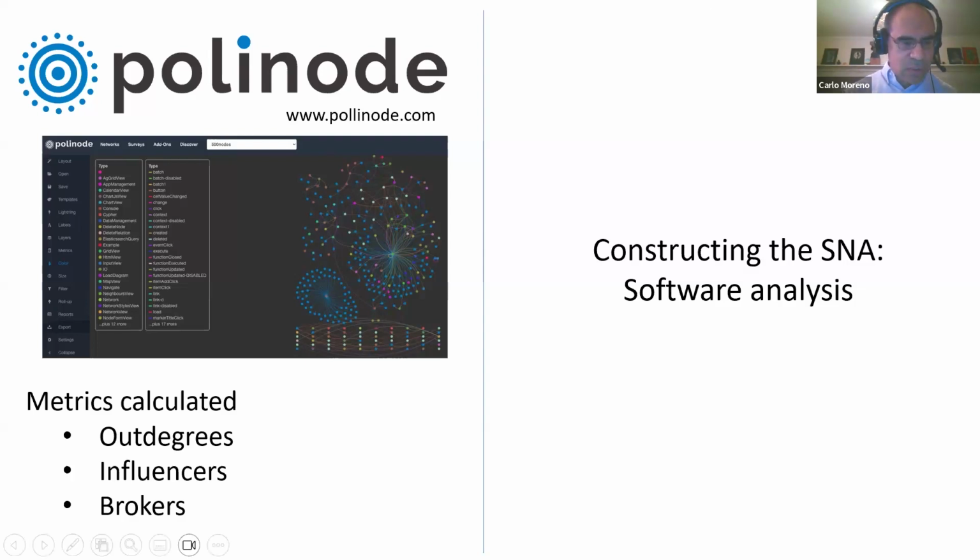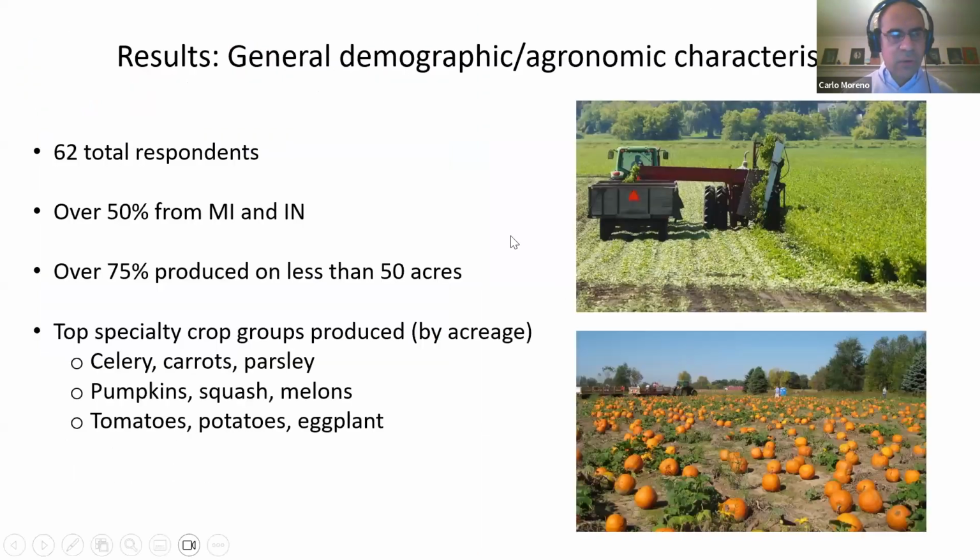All right, now on to the results. Just from a general perspective from the survey, we were able to get responses from 62 specialty crop producers. Over half of them were from Michigan and Indiana. The majority of them were medium to small scale producers growing on less than 50 acres. The majority of the crops fell into 3 categories: apiaceous crops, so celery, carrots, and parsley; cucurbits, including pumpkins, squash, and melons; and finally nightshades, including tomatoes, potatoes, and eggplant. And this is based on acreage.